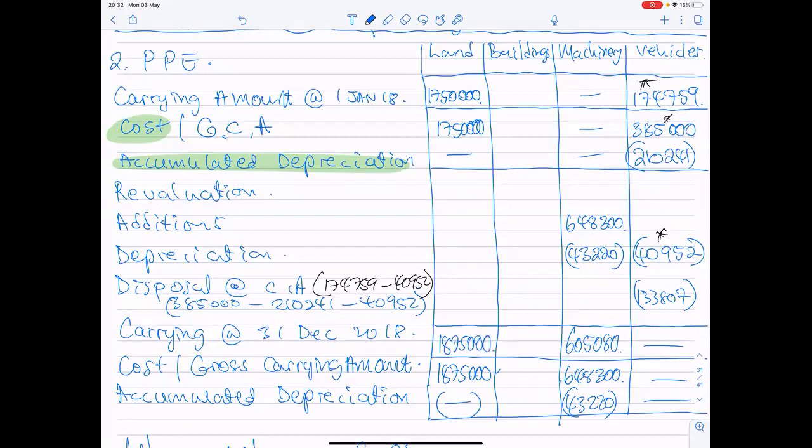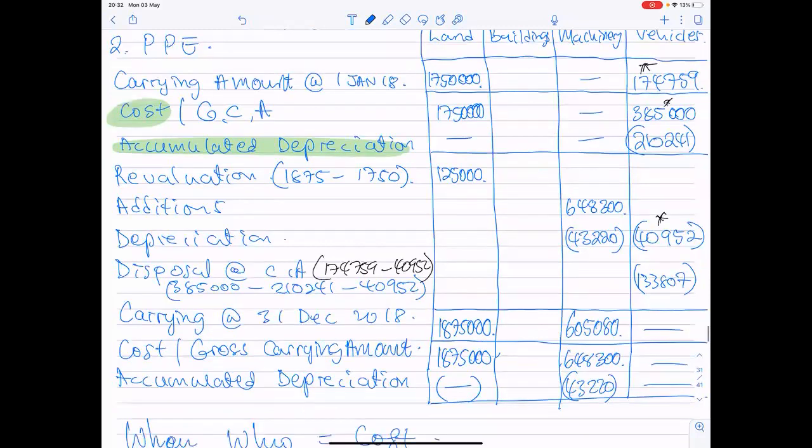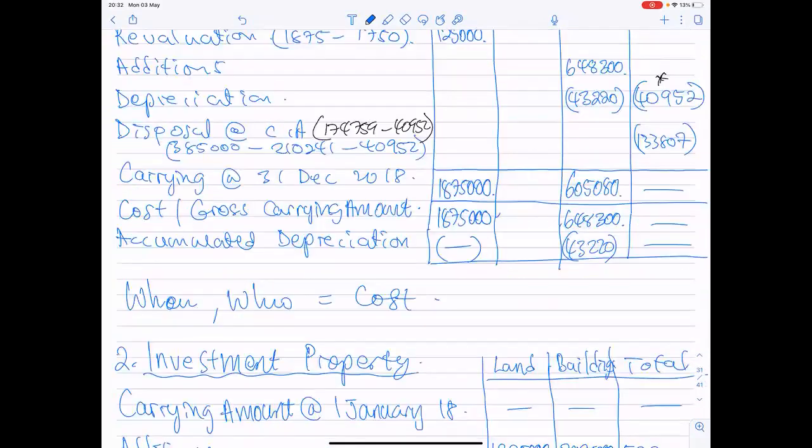So we can see that 1,750,000 and 1,875,000 are not equal. So therefore, there was a revaluation during the year of 1875 minus 1750. So say 1875 minus 1750 will give us 125,000. So the land has been revalued. Any questions? Good people?